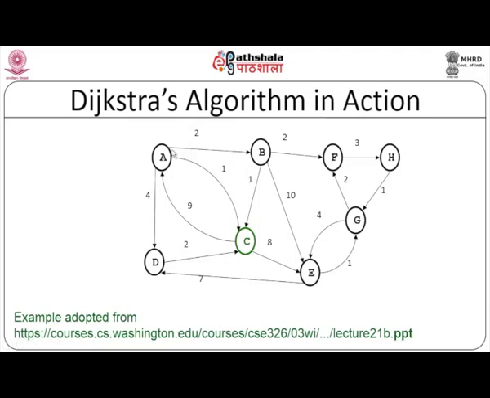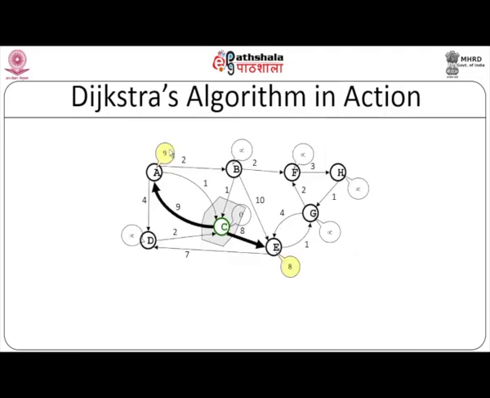So, this is an example again taken from this particular source. Let us look at this. You start with C, and now C has 0. Now, there are two updates that come. C can be connected to A, and there the D value is 9, and C can be connected to E with value 8. So, this is the next that will be selected, the one with the minimum.